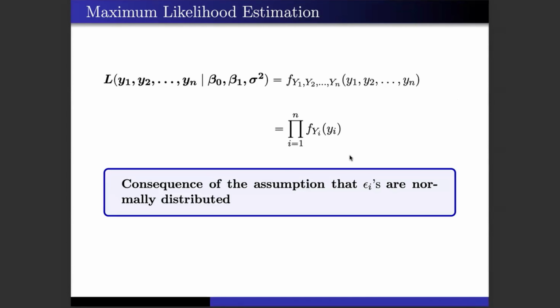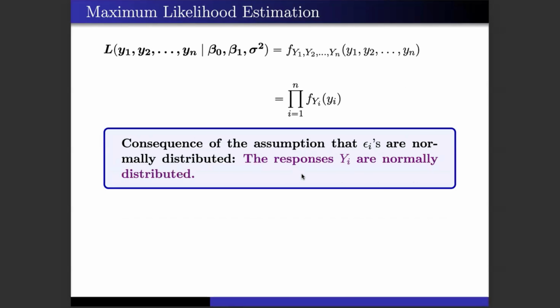Next, we have an assumption on the error term that all ei's are normally distributed. And if all ei's are normally distributed, then as a consequence, the dependent variables yi's are also normally distributed. Mathematically, yi has normal distribution with mean beta naught plus beta 1 xi and variance sigma squared. And we have already seen this consequence of the assumption we have on the error term.